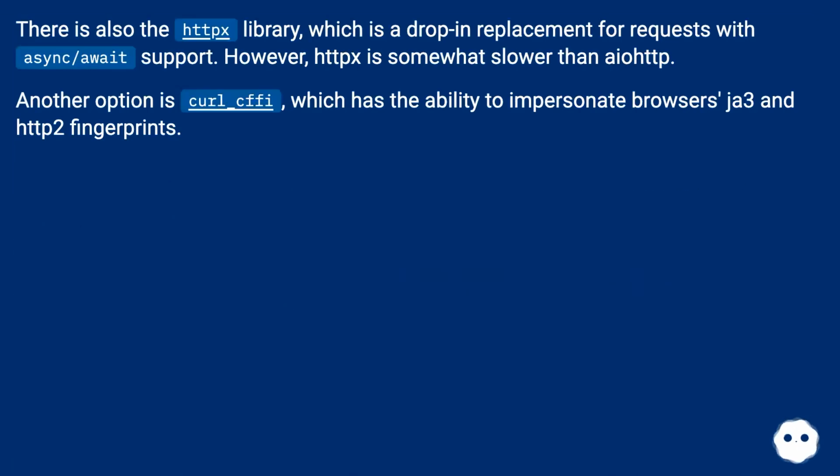There is also the HTTPX library, which is a drop-in replacement for requests with async await support. However, HTTPX is somewhat slower than aiohttp. Another option is curl_cffi, which has the ability to impersonate browsers' JA3 and HTTP/2 fingerprints.